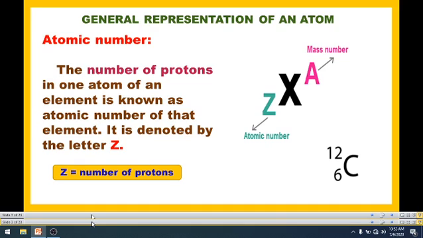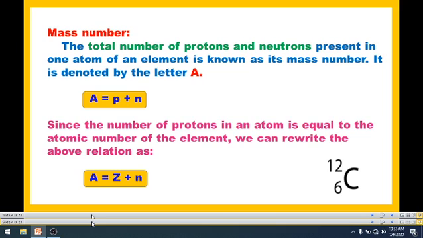Now let us look at mass number. The total number of protons and neutrons present in one atom of an element is known as its mass number. It is denoted by the capital letter A. So mass number is equal to the total number of protons plus neutrons, A = P + N. And we know that the number of protons is equal to the atomic number. So we can rewrite the relation: instead of protons we use atomic number Z. Therefore A = Z + N.